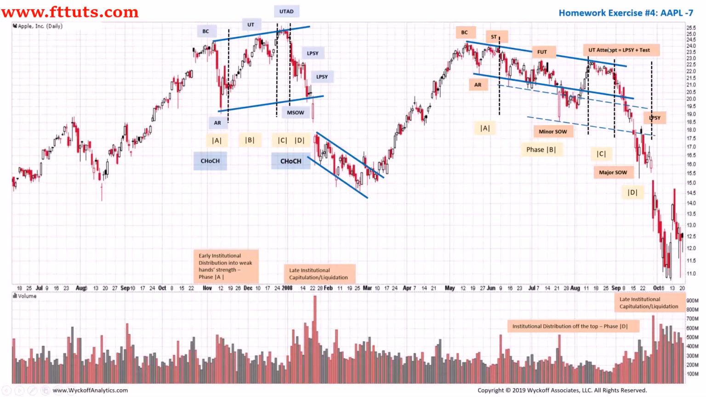All right, so this one was somewhat easy. A lot of you just kind of nailed it everywhere. I like that a lot of you put phase C right here. Again, we are talking about an attempt to upthrust. And just because it creates a lower high, that's why we label this as a last point of supply and a couple of tests into that last point of supply. Major sign of weakness.